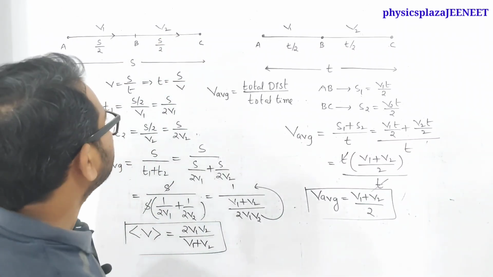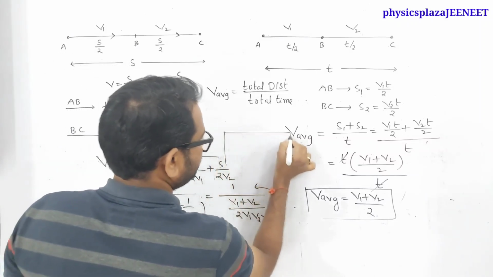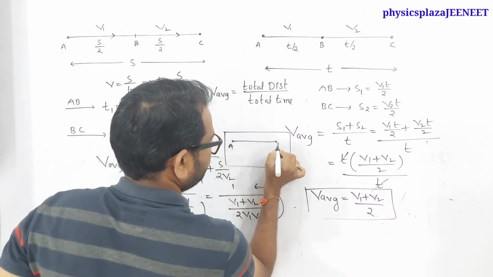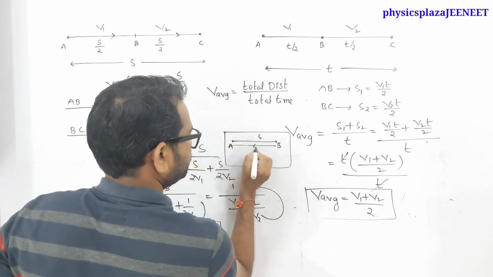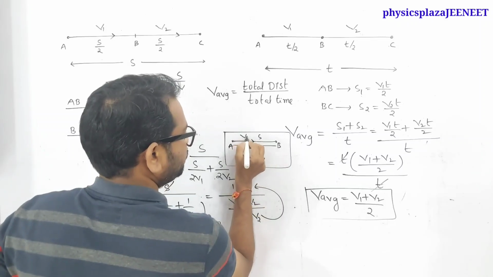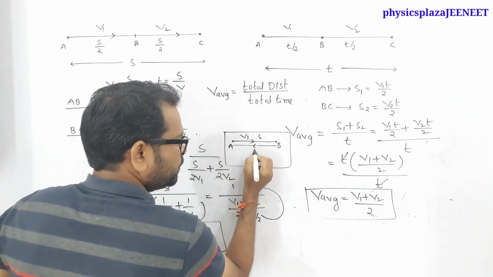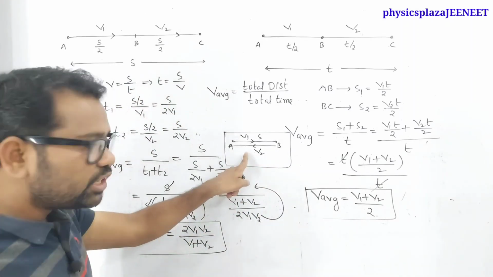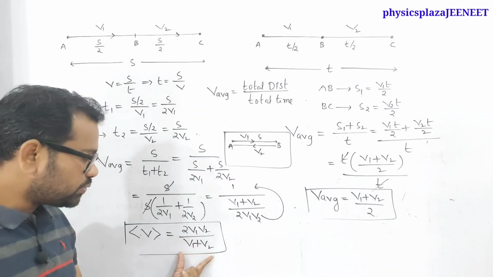But you may wonder, sir, what if a body, for suppose, look at here. From A to B, the body is going S distance. Again, it is coming back B to A. A to B, it is going with V1 speed or V1 velocity, and B to A, it is coming with V2 speed or V2 velocity. Then what is the average speed? Average speed is 2V1V2 by V1 plus V2 only.